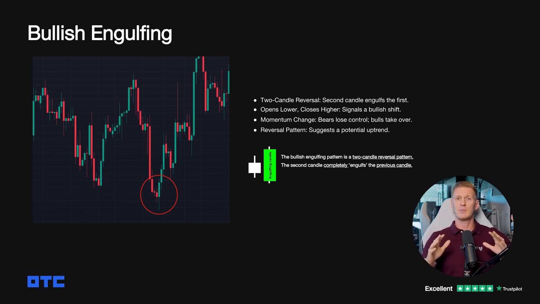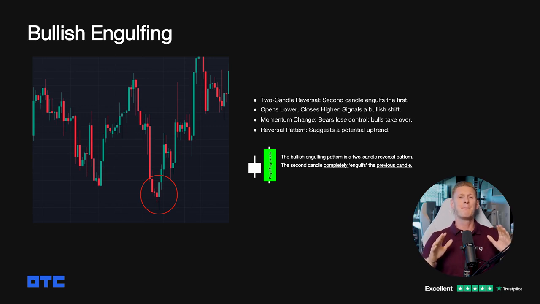This pattern represents a clear shift in market momentum. In simple terms, bears were in control early on, driving prices lower, but by the end of the session, bulls took over with conviction, pushing prices sharply higher.